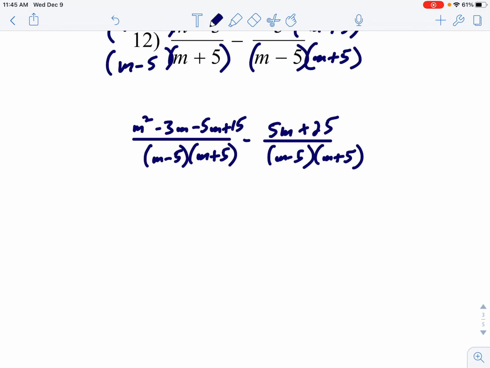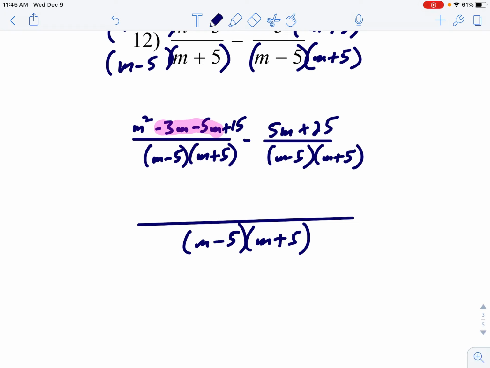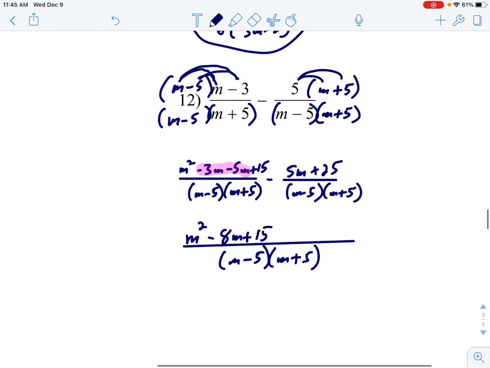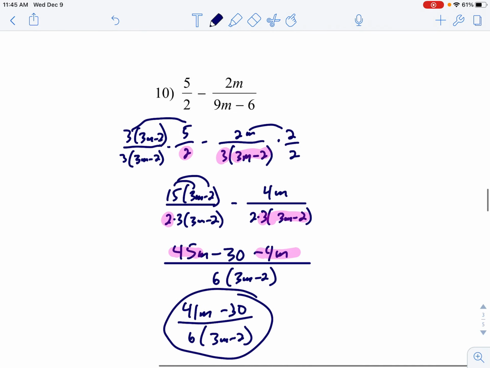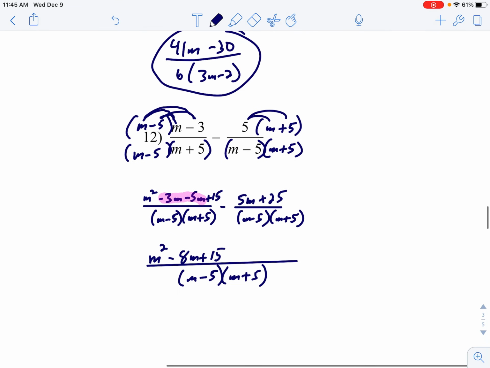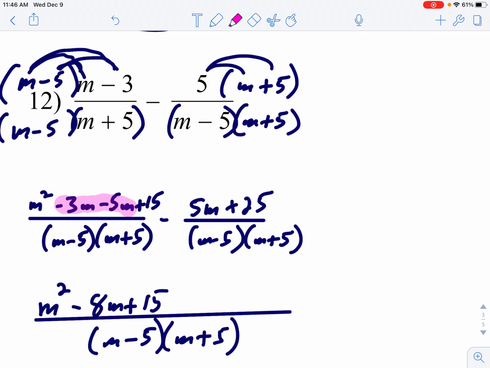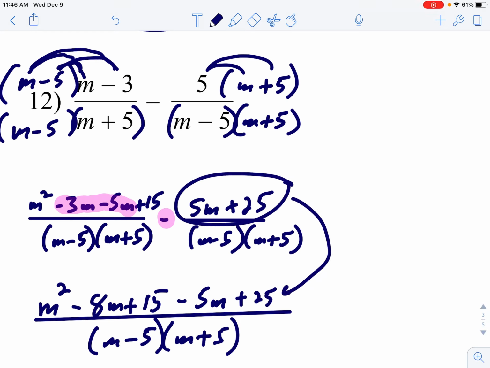Now, when I put these together, a couple of things. The bottom, that's not a big deal, and you could FOIL this together if you wanted to. On the top here, I do have like terms, so I can make this m squared minus 8m plus 15. Now, here's where we get into a small potential difficulty. It never came up in any other problem, but here it is an issue. I've got this minus sign here, and if I just write down minus 5m plus 25, I will be making a mistake.